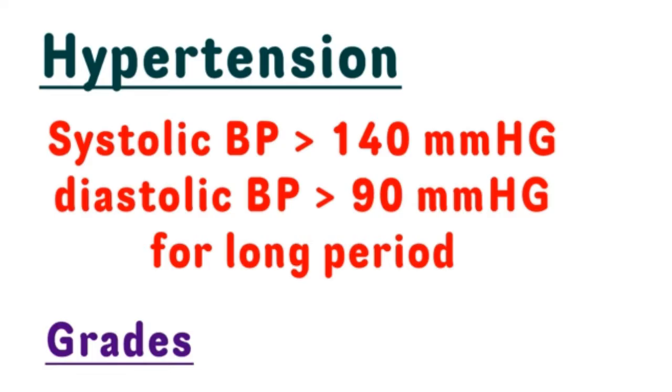So basically, what is hypertension? You will declare hypertension if the systolic blood pressure and diastolic blood pressure for a long period of time is over 140 by 90. 140 millimeter of mercury systolic and or greater than that, or diastolic 90 millimeter of mercury and greater than that, for a long period of time, you will call it hypertension.